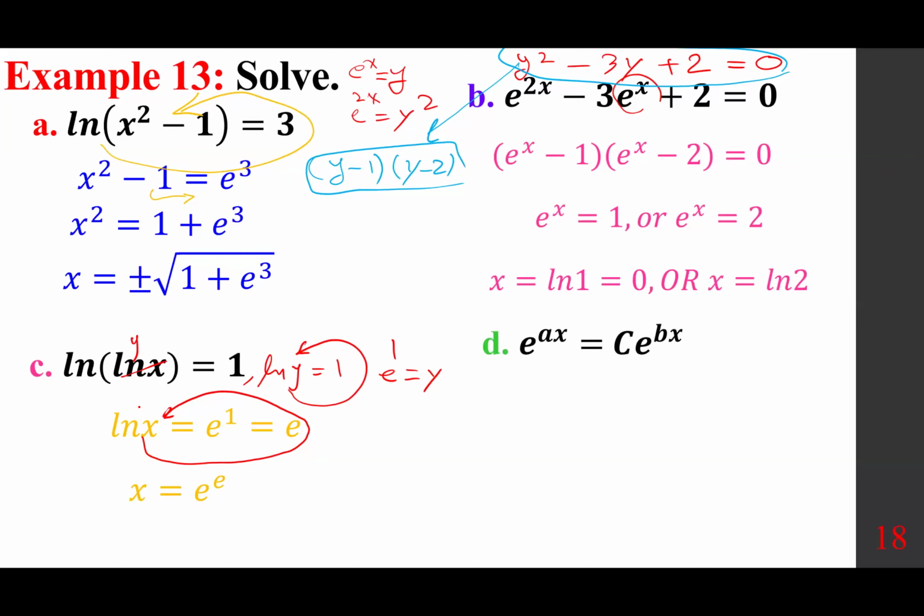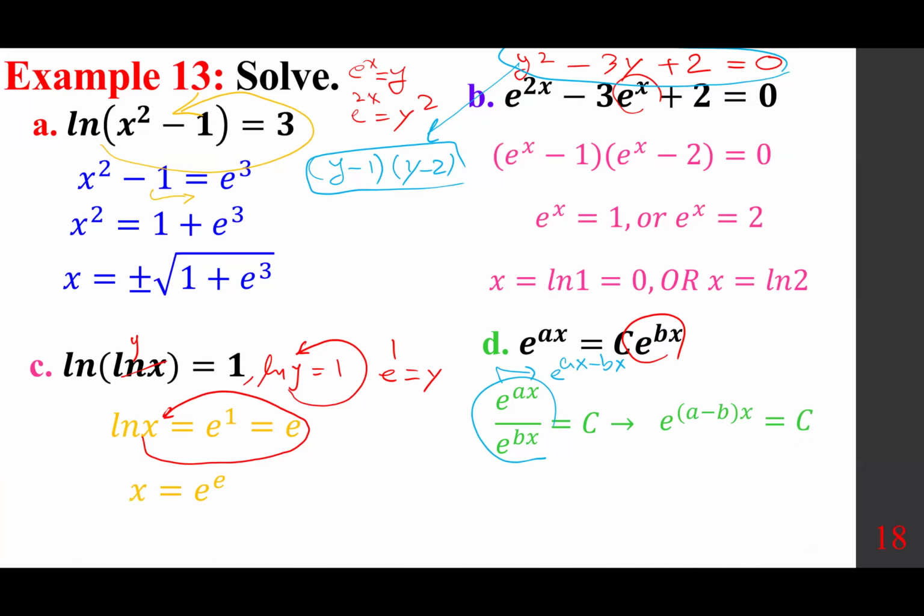Here's the next question. We are given e to the power of ax equals c e to the power of bx, and we want to solve for x. The methodology for this case is to divide both sides by e to the power of bx. And using the exponential rule, this is a quotient rule, everybody. This one is e to the power of ax minus bx, and I'm going to take the x out. So e to the power of a minus b times x equals c.